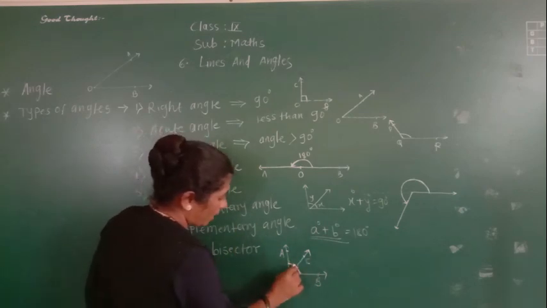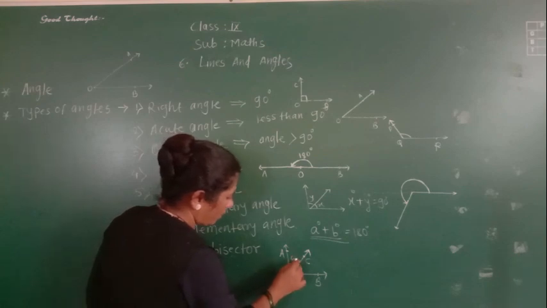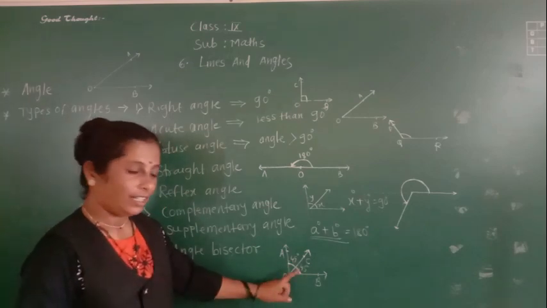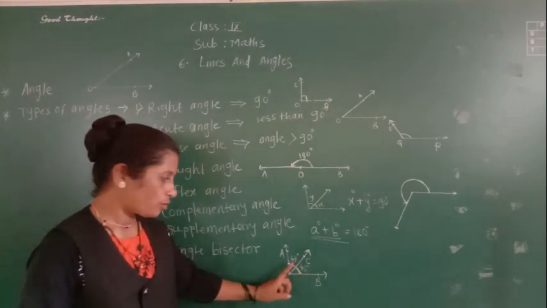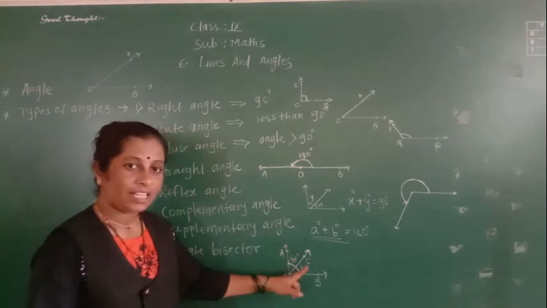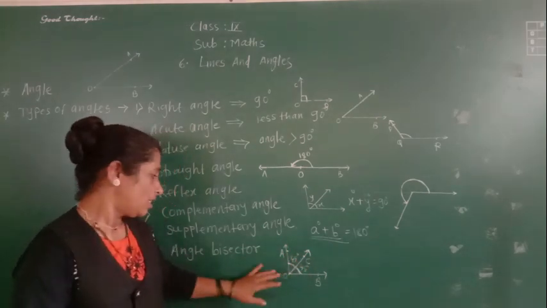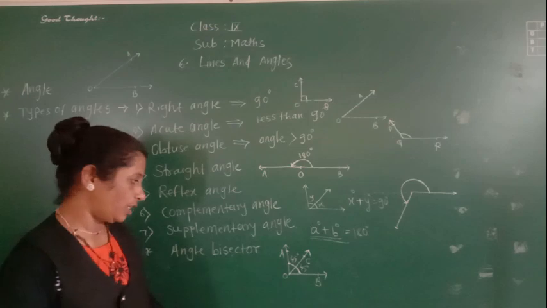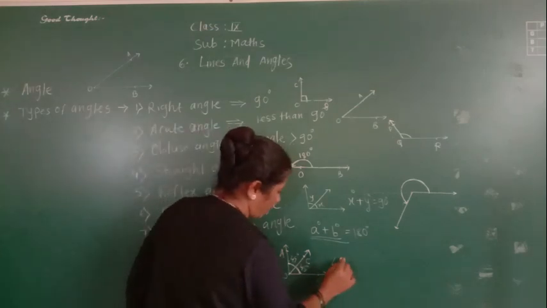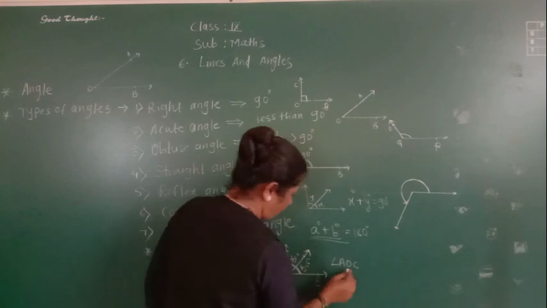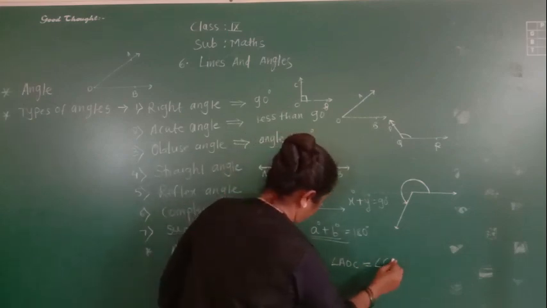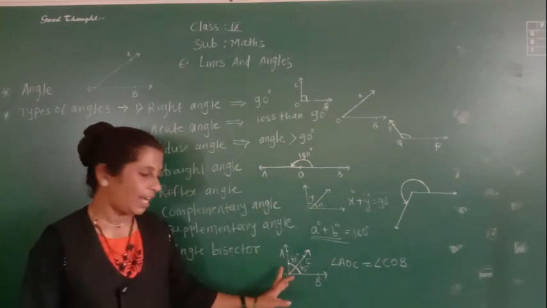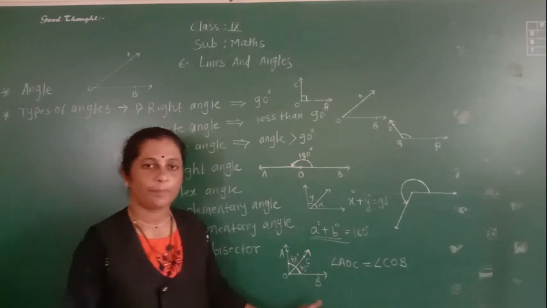Suppose it is 90 degrees, then it will come to 45 degrees and 45 degrees. If it is an 80 degree angle, then 40 degrees each, right? So the ray which divides the angle into two equal parts is called the angle bisector. So here, what will be angle AOC? Angle AOC equals angle COB. Understood? So we can say here that OC is the angle bisector of angle AOB.